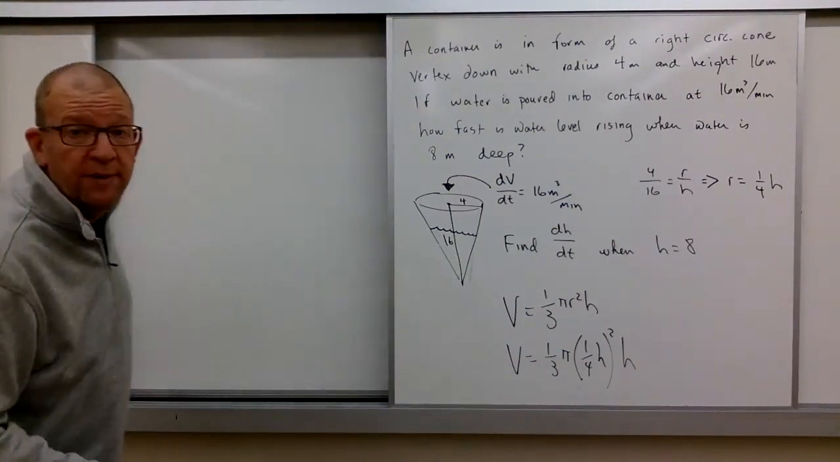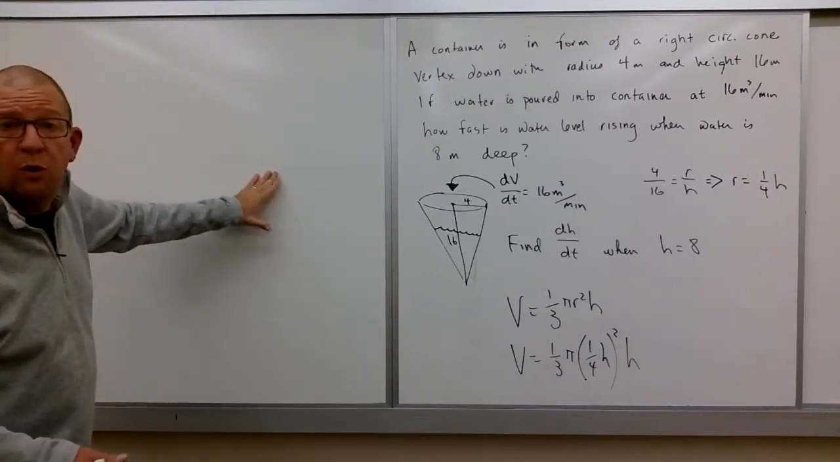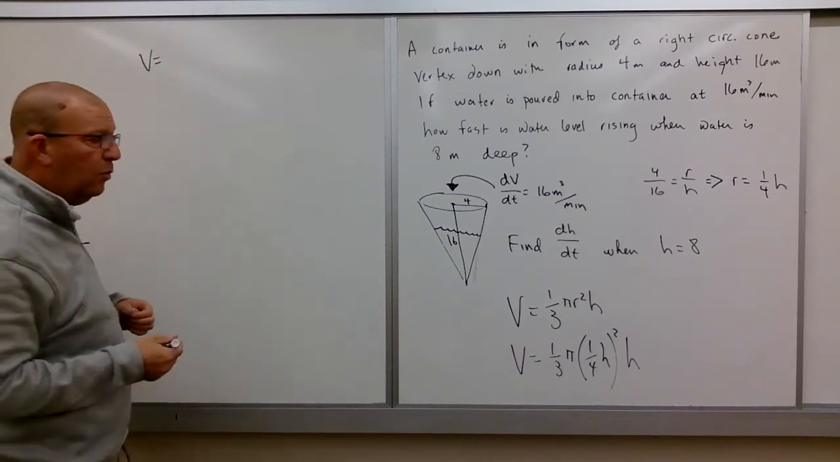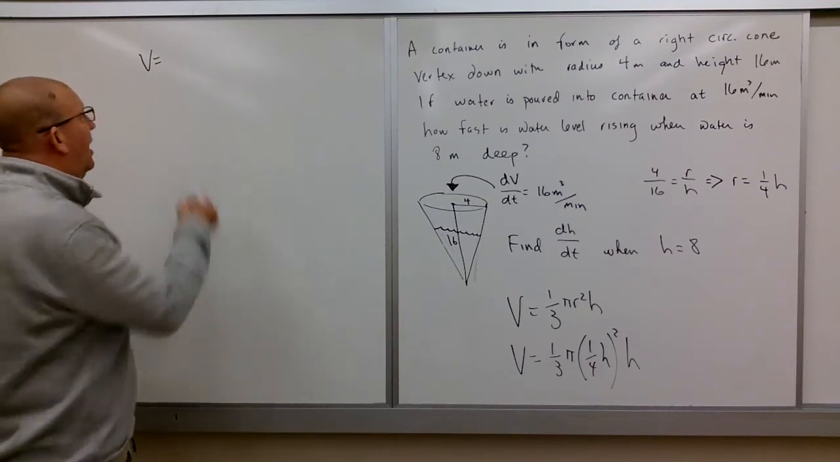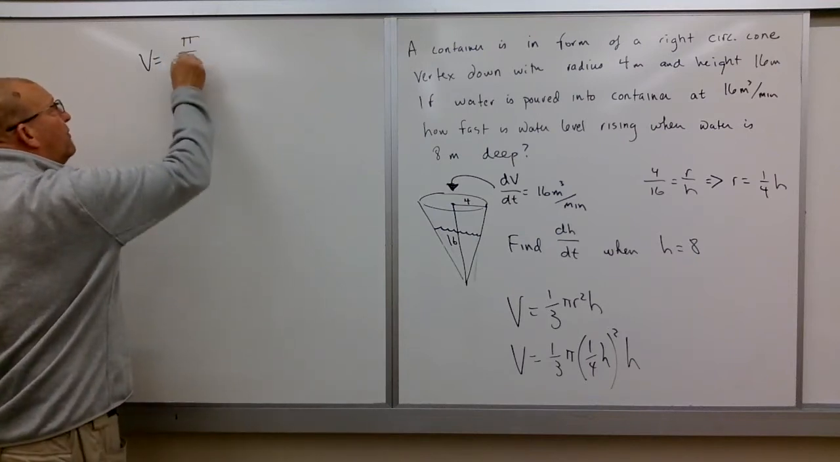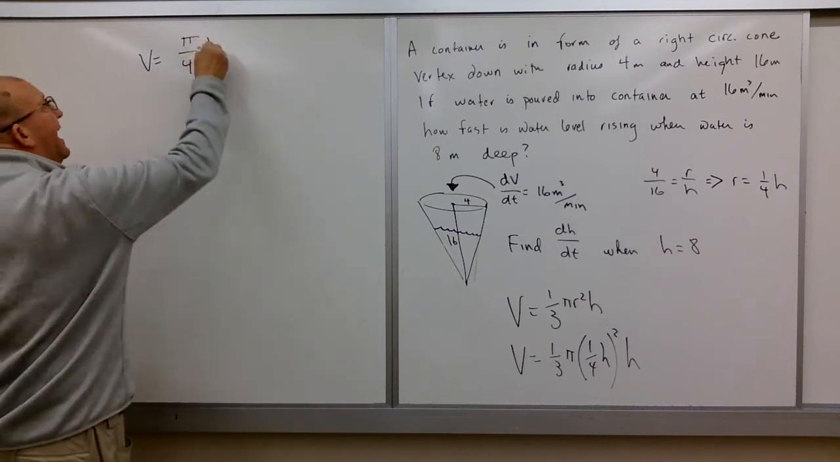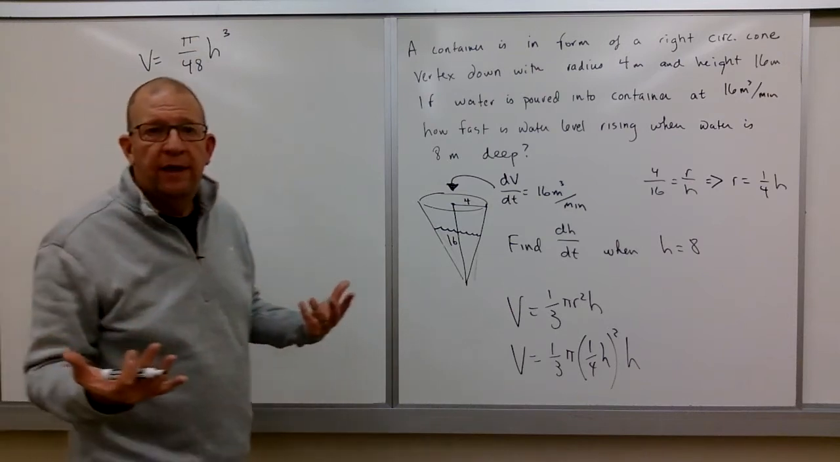Let's bring it home. Okay, first, we'll rewrite V. Let's see, 1/3 pi times 1/16, so how about pi over 48? Is that correct? I think it is. h cubed. All right, let's go.